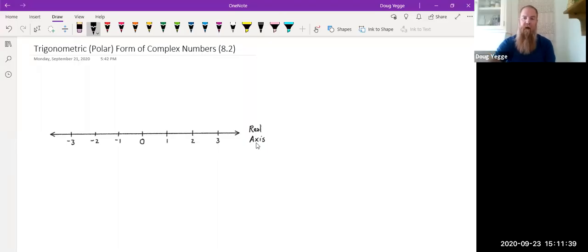After learning all about complex numbers and how to apply operations to them and how to simplify expressions involving imaginary numbers, it's time to now determine what's the relationship to trigonometry. So we started off our lesson with complex numbers by remembering the real number line.